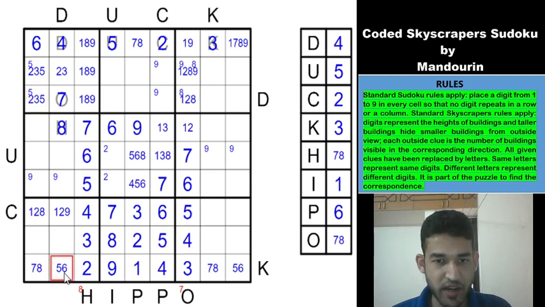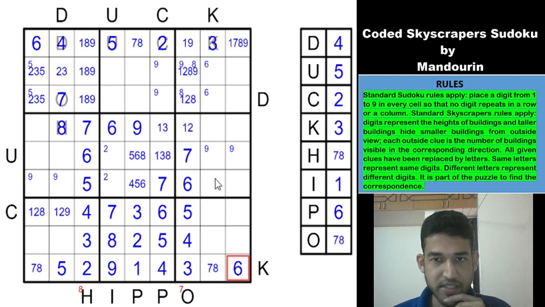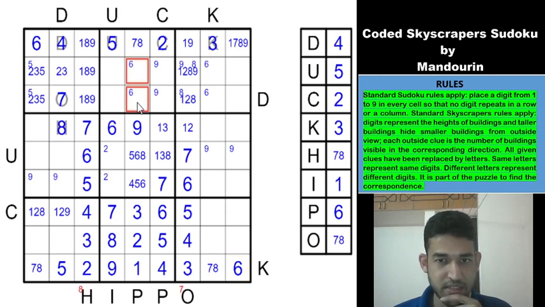So 5 is in column 1 and these two cells, 5 is here. 5 cannot be in rows 7 and 8. So we get this cell as a 5. So which means that this is a 6. So 6 goes into these two cells using classic. And 6 goes into these two cells again, classic.